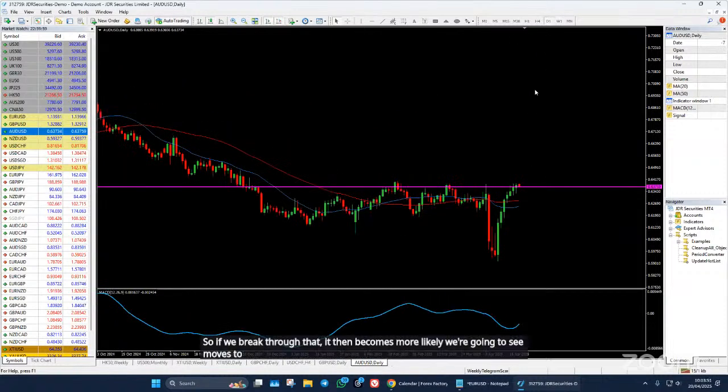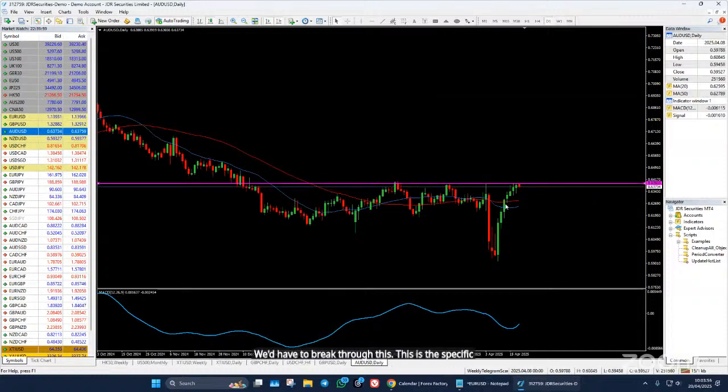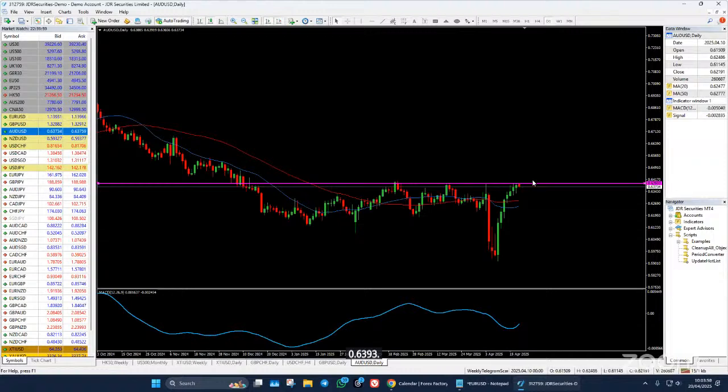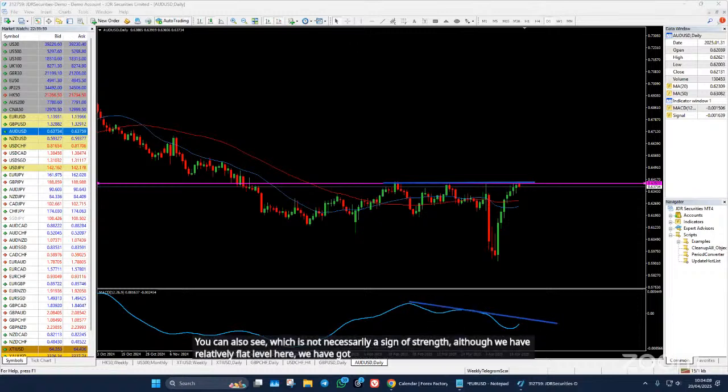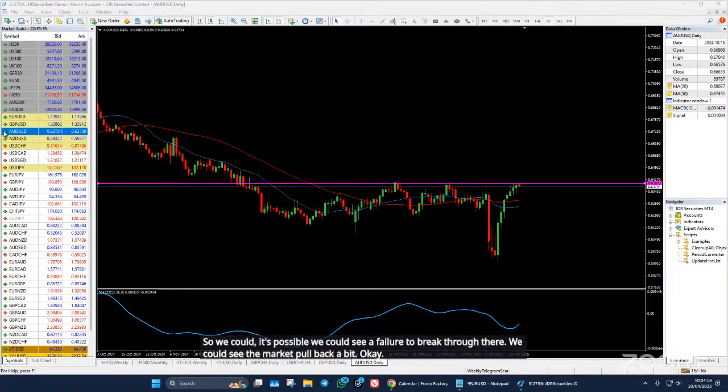So from a daily perspective, we'd have to break through this. This is the specific level I'll be watching: 0.6393. I want to see us break and close above that. We're not there yet. You can also see, which is not necessarily a sign of strength, although we have a relatively flat level here, we have got bearish divergence there. So it's possible we could see a failure to break through there, and we could see the market pull back a bit. Okay, so just showing you that.